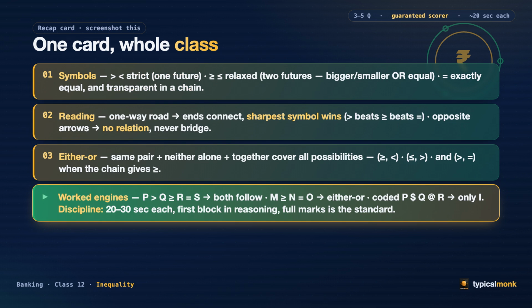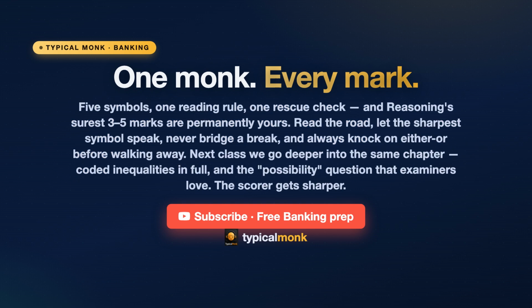The discipline, 20 to 30 seconds per question. The first block of reasoning, and full marks here is the standard. So, batchmate, today reasoning handed over its first gift. 5 symbols, 1 reading rule, 1 rescue check, and the section's surest 3 to 5 marks are yours for good.